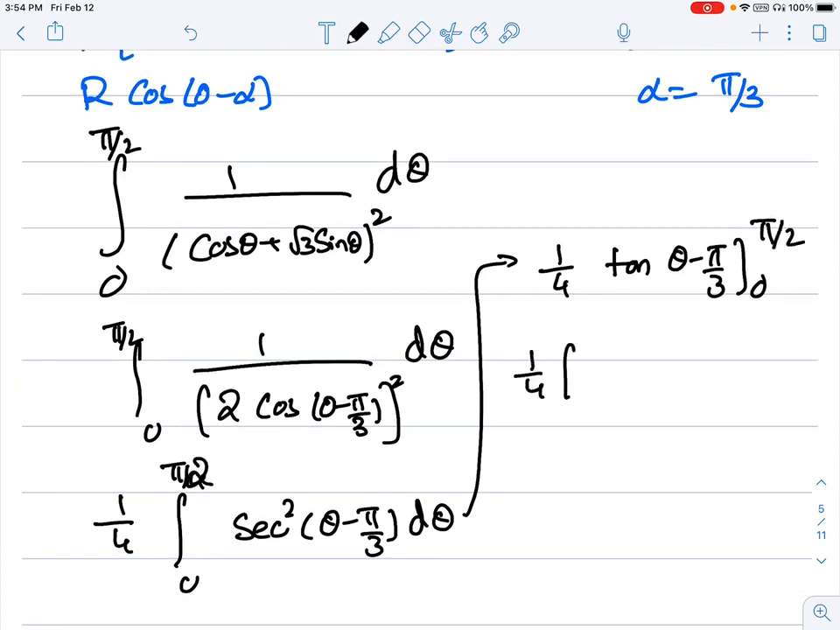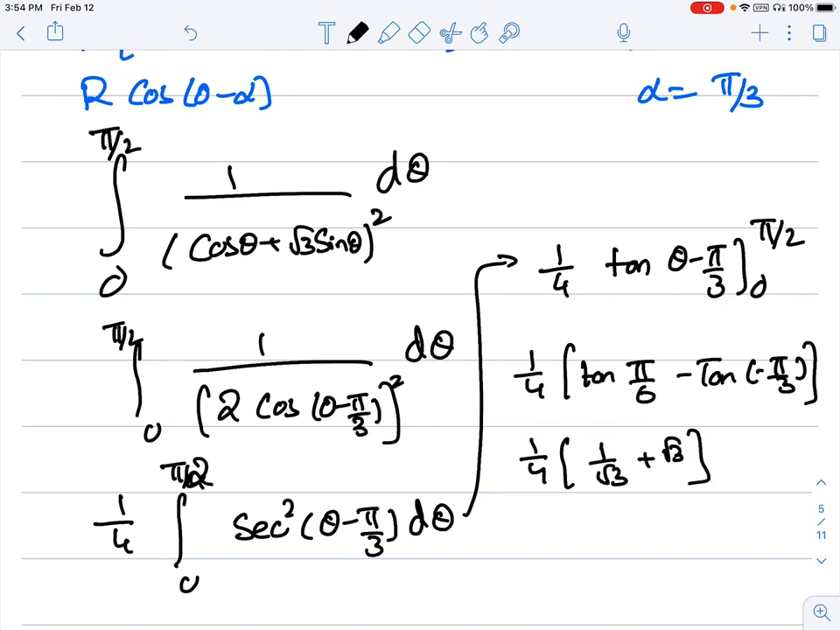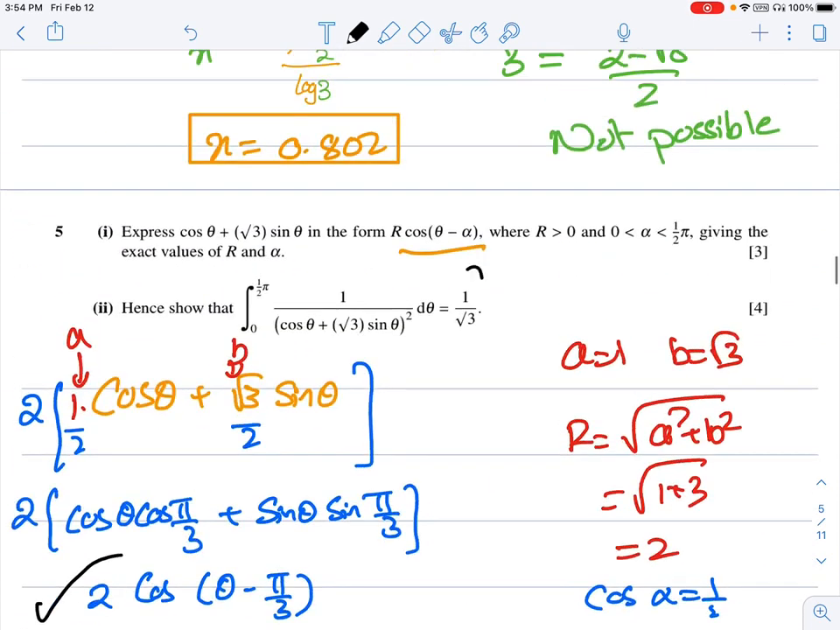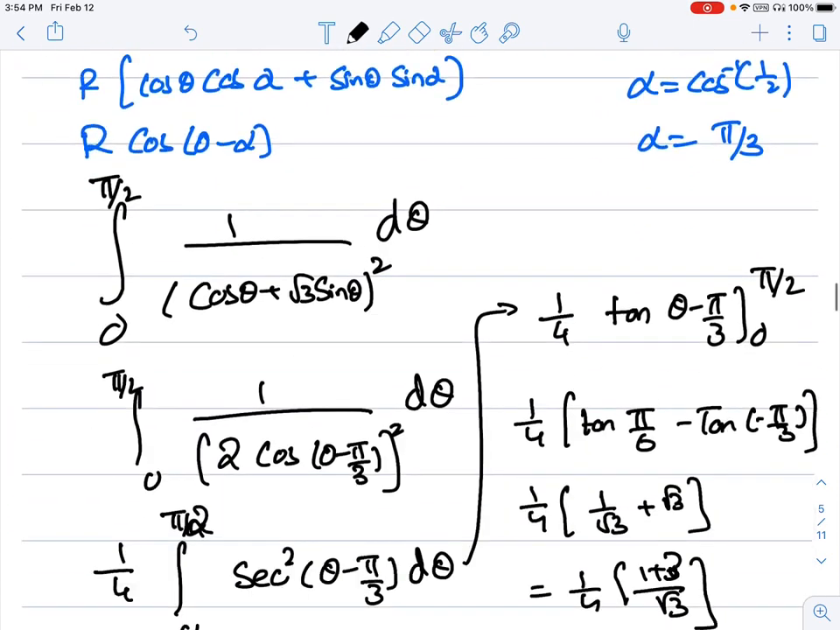So plug in pi by 2. Tan of pi by 3 minus pi by 2 is pi by 6, minus tan of 0 minus pi by 3, which is minus pi by 3. So 1 upon 4, tan 30 is 1 upon root 3, minus of minus, plus root 3. So it becomes 1 upon 4 times 1 plus 3 upon root 3. So my final answer is 1 upon root 3. That's going to be the answer, and that is only what was asked us to prove.